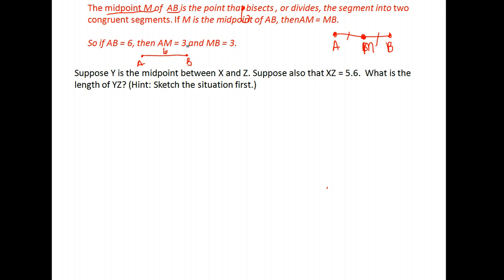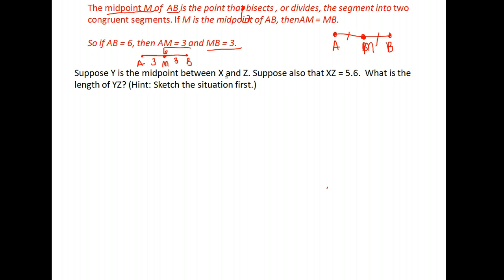Then AM would have to be 3 because if M is the midpoint, it goes right in the middle. And if we cut 6 into two equal pieces, what do we get? We get 3 and 3. So from A to M is 3. That's what they're saying here. And from M to B is 3. So a midpoint divides a segment into two equal parts. So here's our first question.